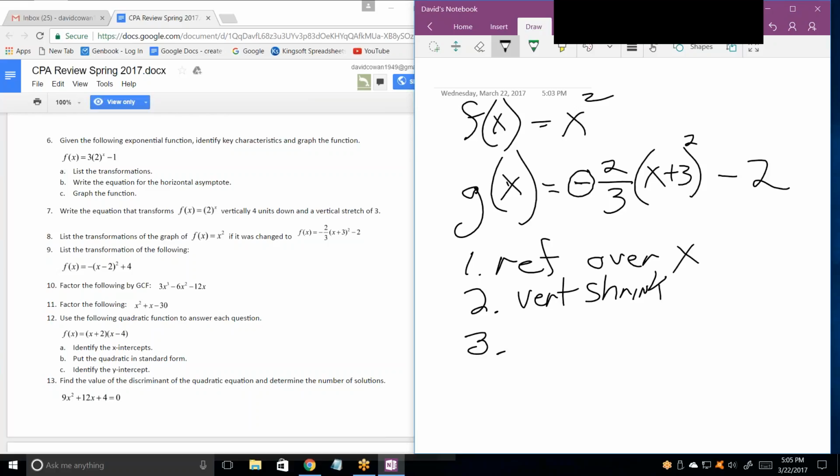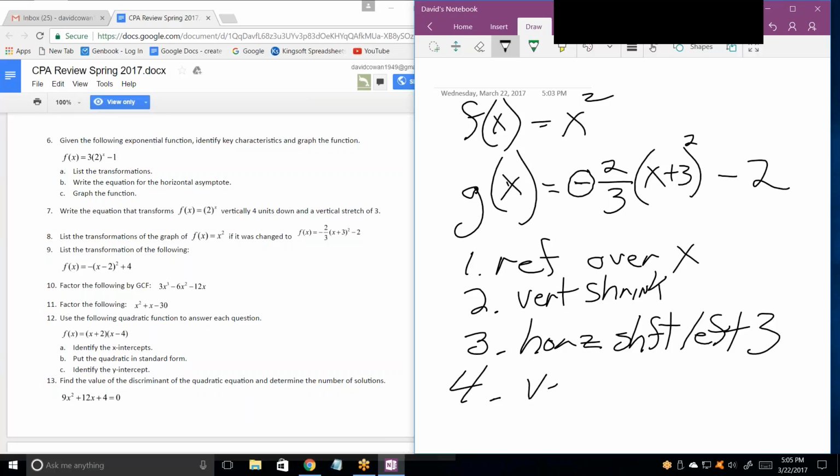Third, what's the +3 do? Horizontal shift left. It's a horizontal shift, but it's to the right. Oh, no, my bad. Left 3. Okay. And finally, the last thing is what? Horizontal. No, vertical shift down 2. Right. Perfect. And once you get the hang of these, they're all that easy, really.